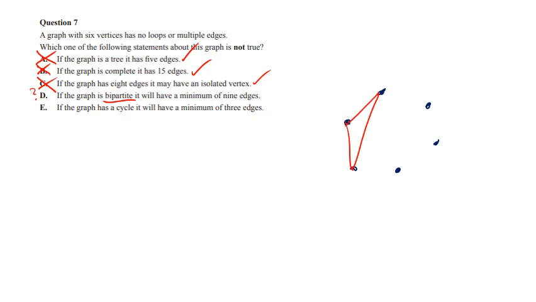There's a cycle. Interestingly enough, you can leave the other ones isolated. So you can't make a cycle smaller than that because we're not allowed multiple edges. So that one's actually true. So this one is ruled out.